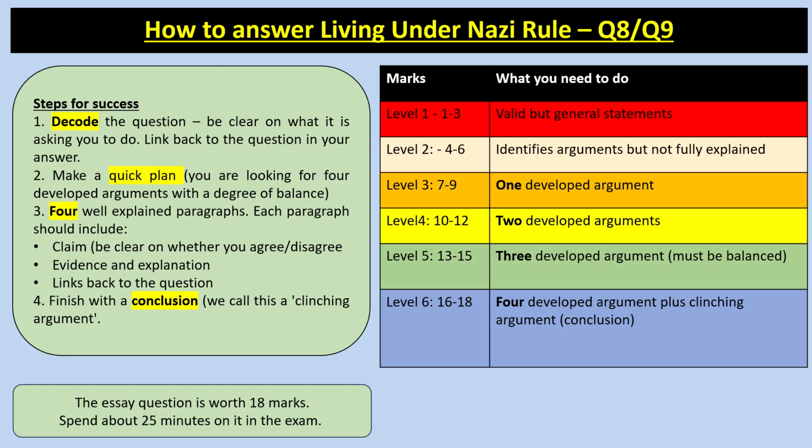And that on the right hand side shows you the mark scheme. 1 really good argument, 1 really good paragraph, 7 to 9 marks. 2 is going to take you to 10 to 12 marks. 3, 13 to 15, and 4, 16 to 18. Remember, you need that degree of balance, so you need at least 1 agree and at least 1 disagree paragraph.